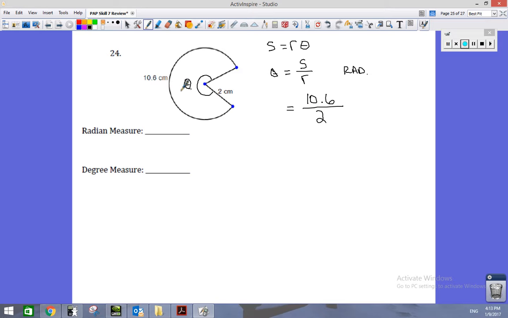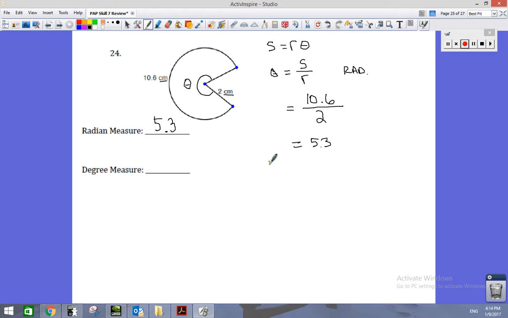Make sure that those both have the same units, but I'm not going to give you ones that would not. In some application problem in the future, one way they could make it more difficult to see if people are paying attention is to give the arc length in one unit, like centimeters, and the radius in a different unit, like meters. So anyway, half of 10.6 is 5.3. So my radian measure is 5.3.